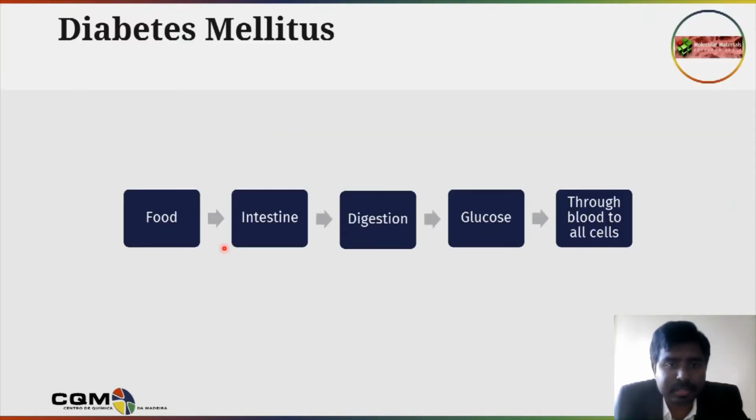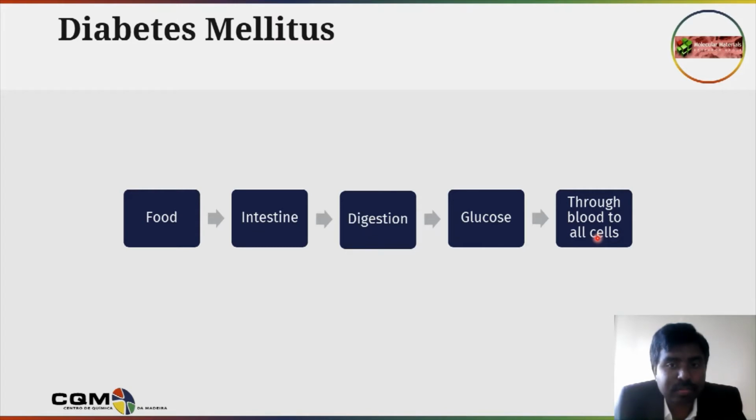So what is diabetes mellitus or diabetes? Every day we are taking food. Food is required to give you energy to do any activity. So once you take the food, it goes to the intestine where it gets digested, and because of the digestion process, it is converted into glucose, and this glucose is taken to all the parts of the body, all the cells of the body through blood.